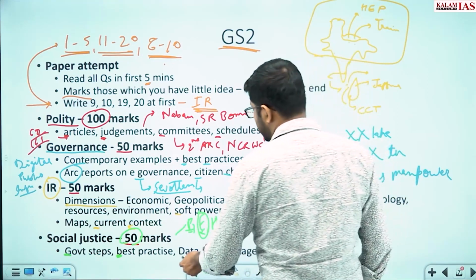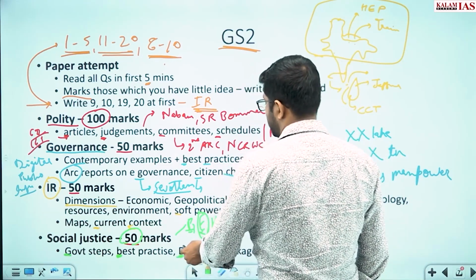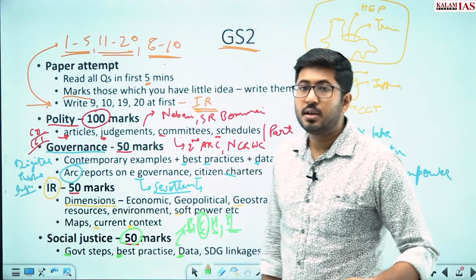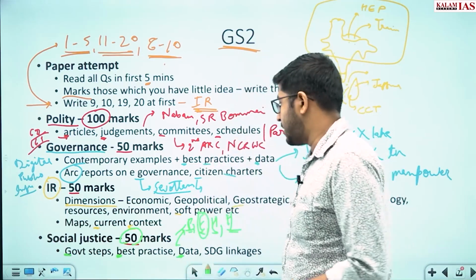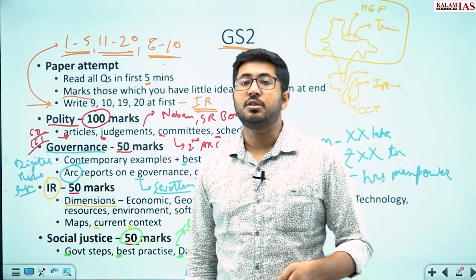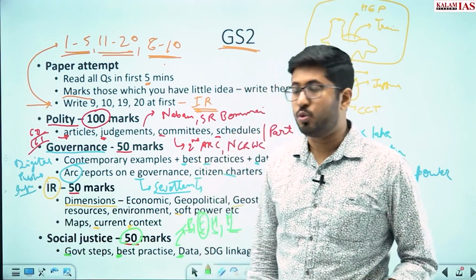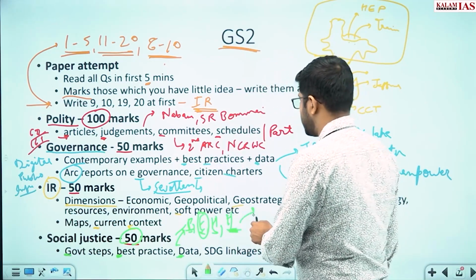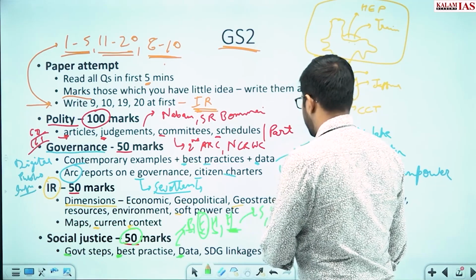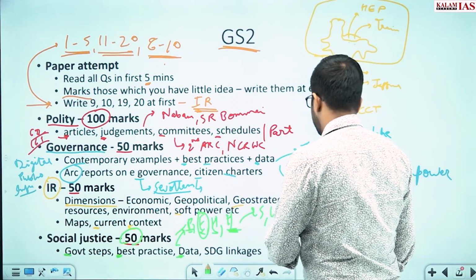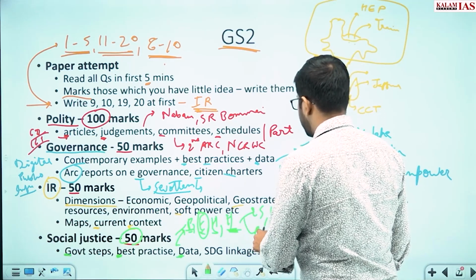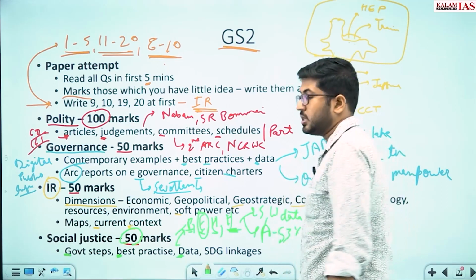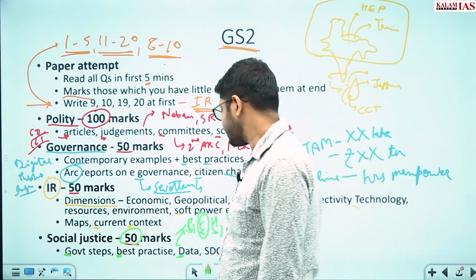Then always mention data. Suppose the question is on poverty, you mention that approximately 22% of the population is BPL as per the Tendulkar committee report, or as per NITI Aayog, approximately 15% of the population is multidimensionally poor. Or if the question is on hunger, you mention stunting and wasting data, how much percentage of children, or how much percentage of women are anemic in India, approximately 53%. That way you have to mention a lot of data in your answers.